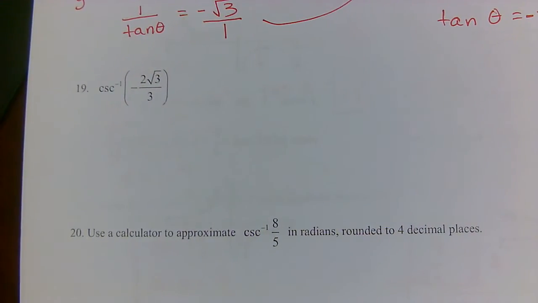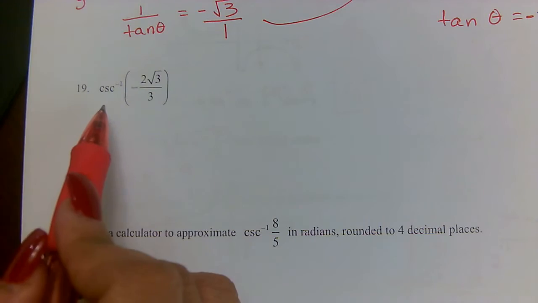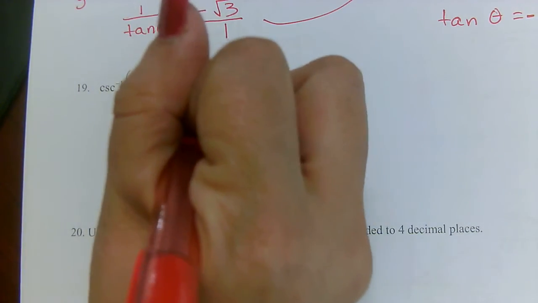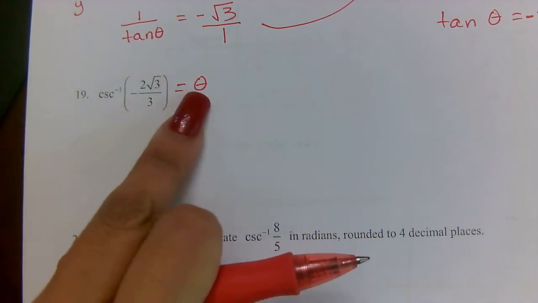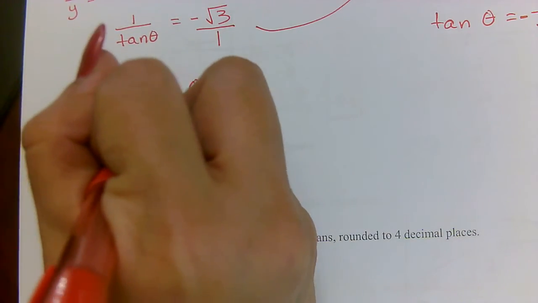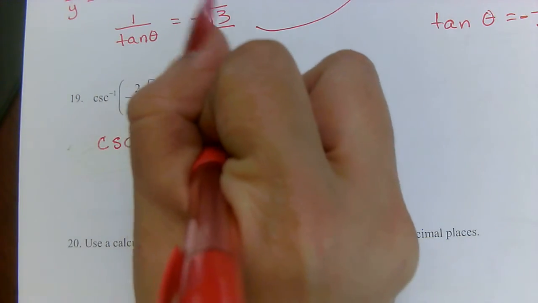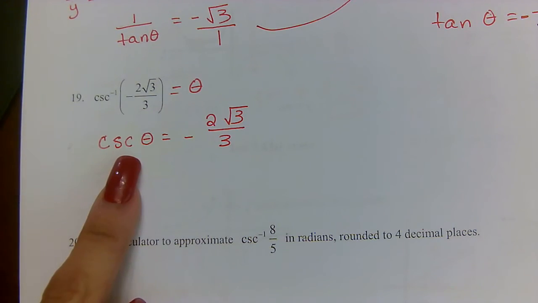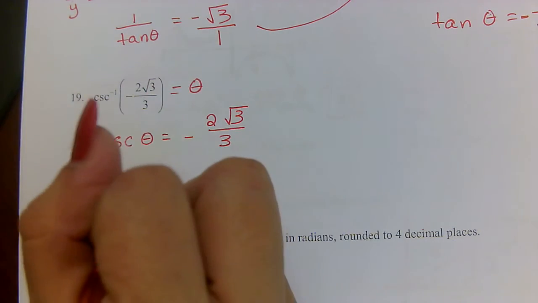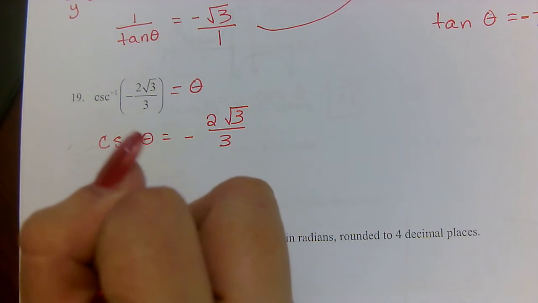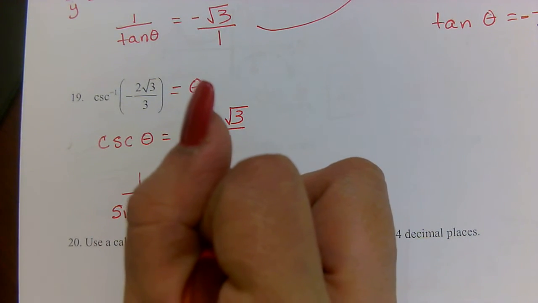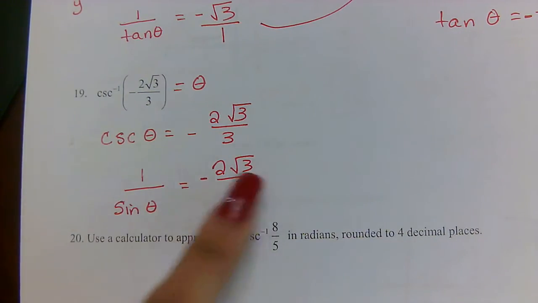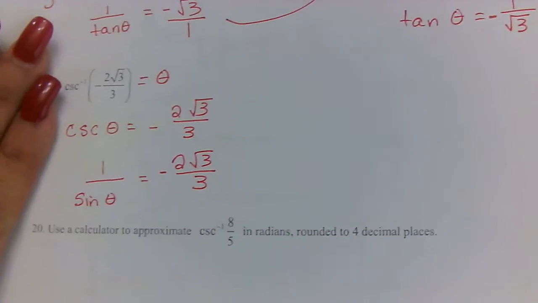Okay. All right, we're going to go to this next one here, and we have cosecant. So let's go ahead and write it out. This is, of course, equal to theta. I'm going to go ahead and switch it over, and it'll be cosecant of theta is equal to a negative 2 square root of 3 over 3. Now I'm going to say, what is cosecant the reciprocal of? Well, hopefully you said sine, so I'm going to put sine of theta is equal to negative 2 square root of 3 over 3. Use the butterfly method in this case.